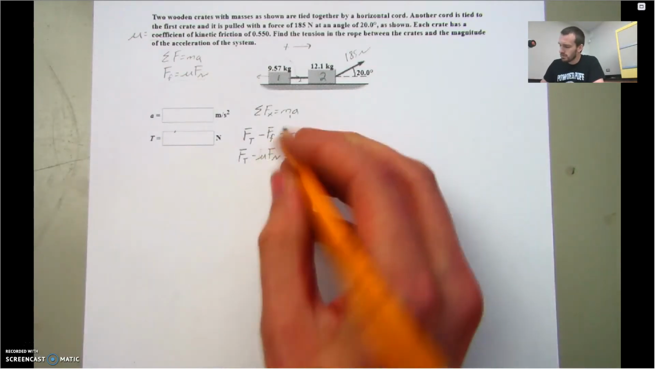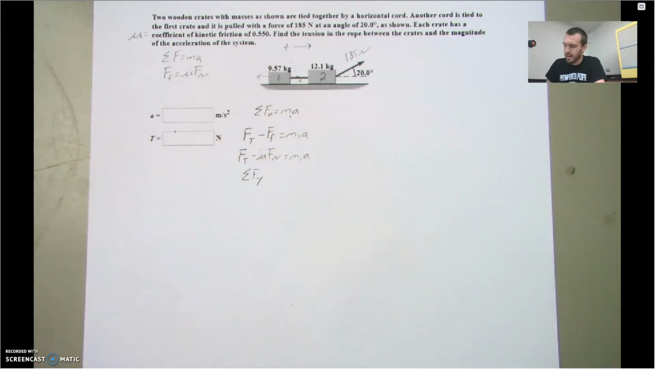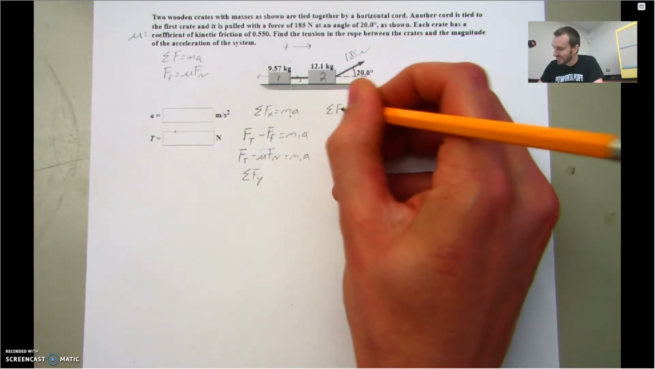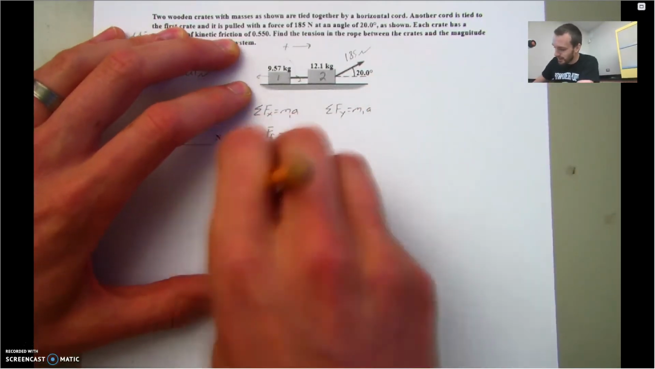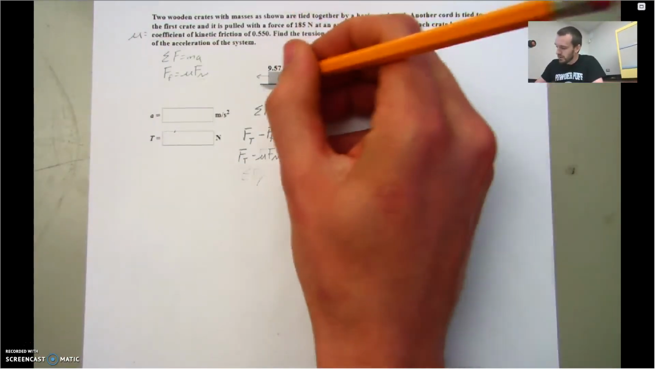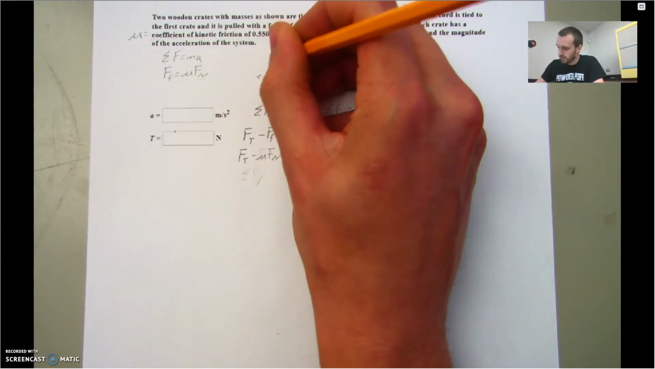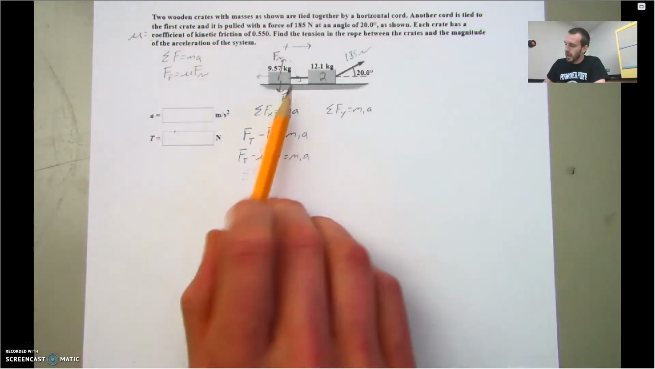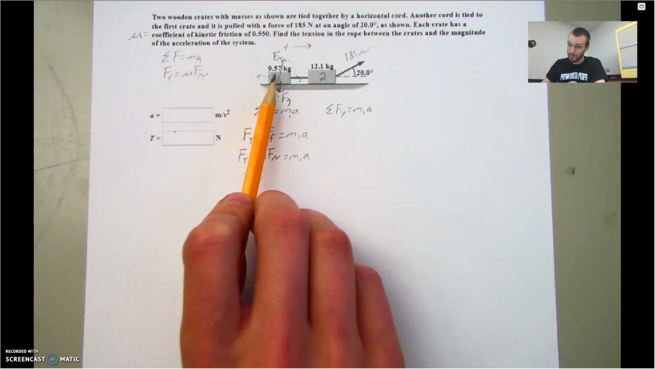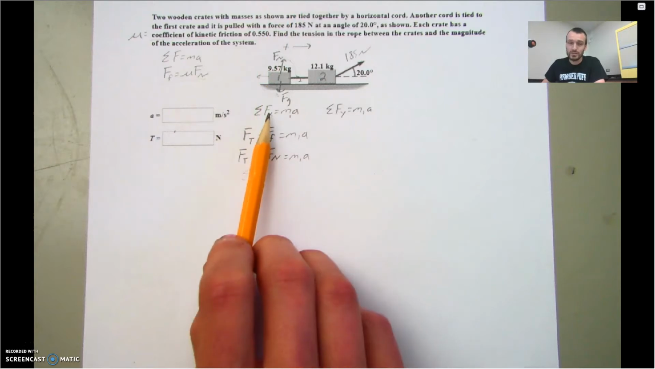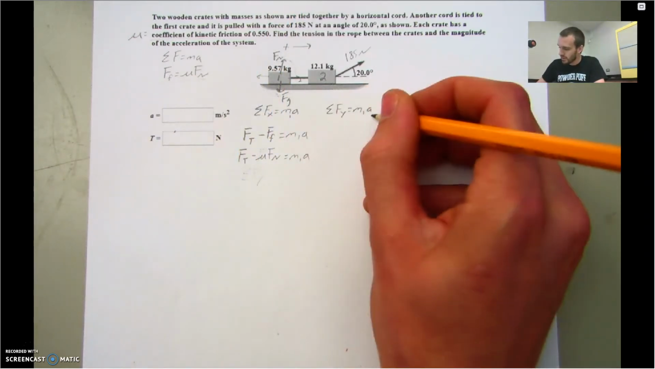So what I'm going to do is also take a look at the sigma Fy. In fact, I'm going to do it up here because I'm going to need that space later. Sigma Fy for mass 1. Now, you notice in the y direction, there are only two forces. There's the force of gravity down, and there's the normal force, or the pressing force of the surface pushing back up. And since there are no other vertical forces, and the problem doesn't say that we're either floating up into the air or going down into the ground, there's no vertical acceleration, which means the acceleration here is 0.